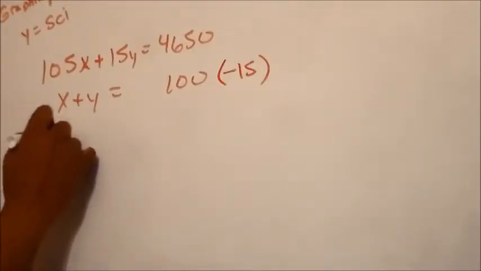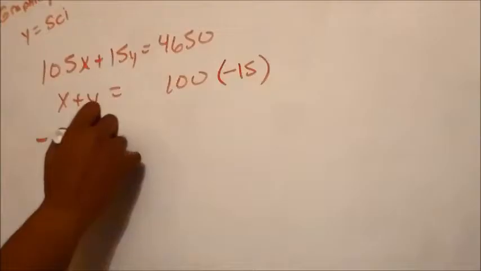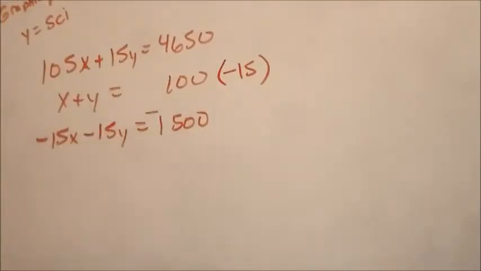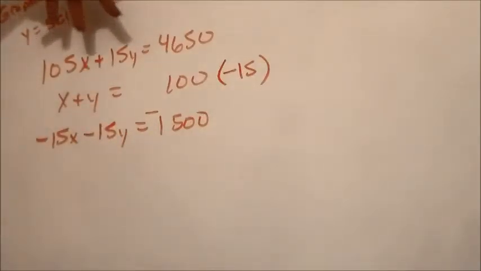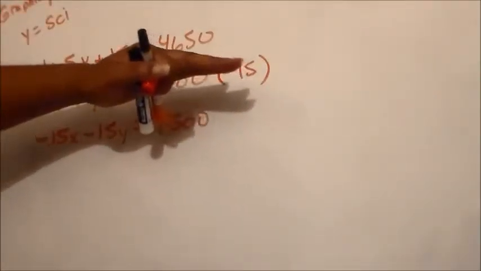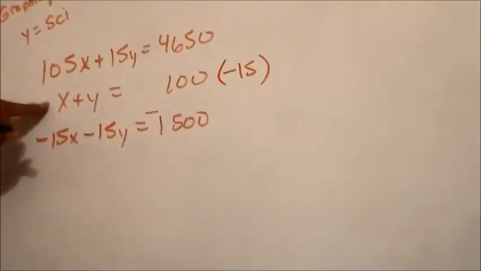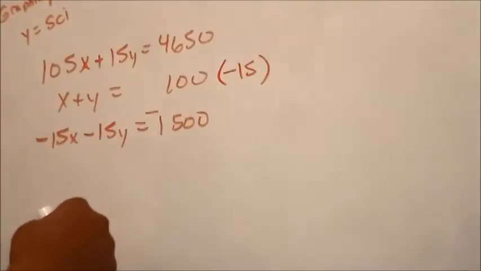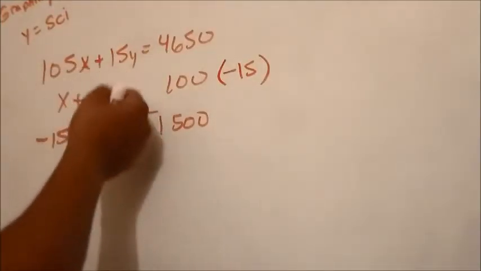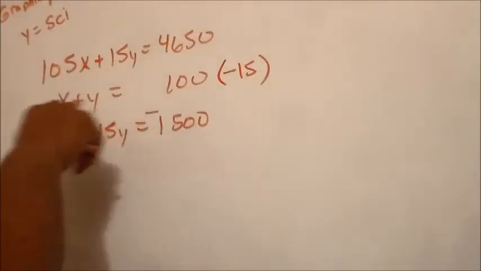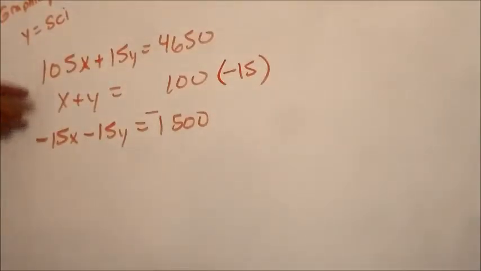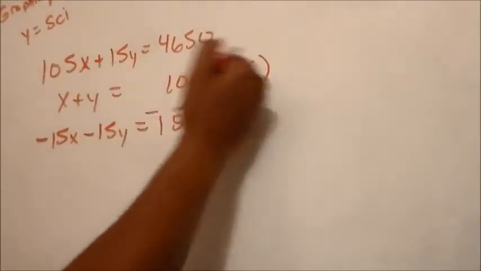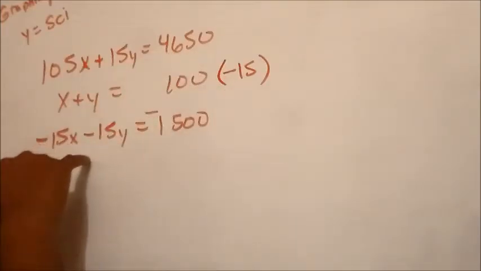So it gives me negative 15x minus 15y equals negative 1500. Then I'm going to do a process called adding down. I'm going to focus on these two equations. I manipulated this so it works better with the other equation. I could have multiplied by 105, but 15 is simpler.